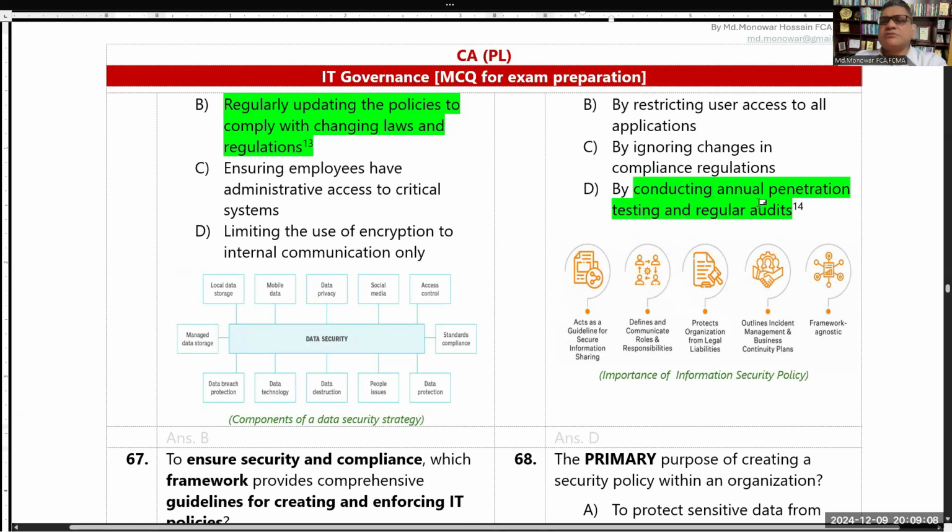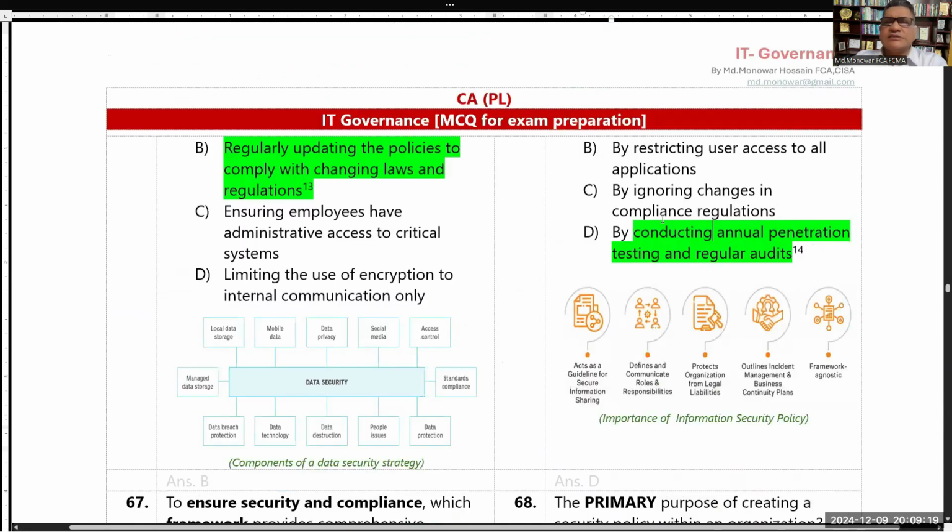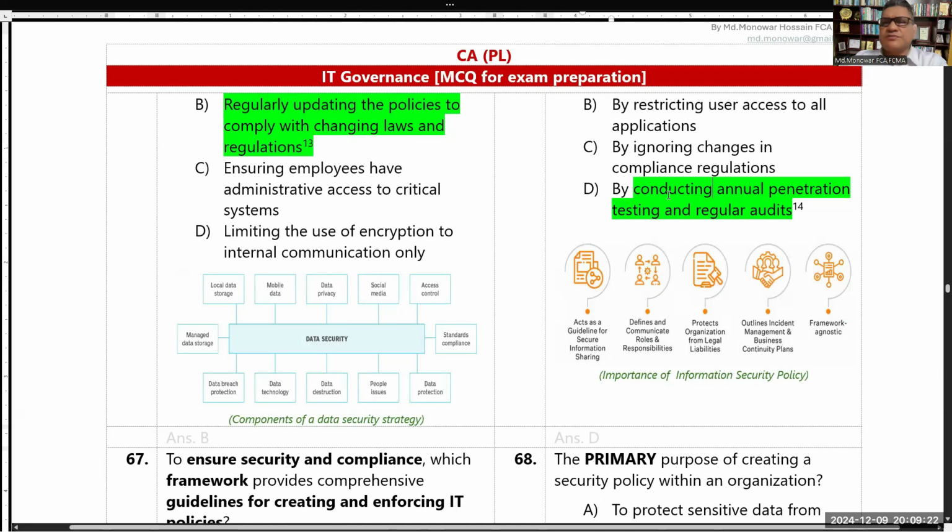So by conducting annual penetration testing and regular auditing, organizations can ensure the effectiveness of IT security policies. Their answer is B. The importance of information security policies: they act as a guide for security information sharing, define and communicate roles and responsibilities, protect the organization from legal liabilities, outline incident management and business continuity planning, and provide a framework for organizing. So your answer is D.